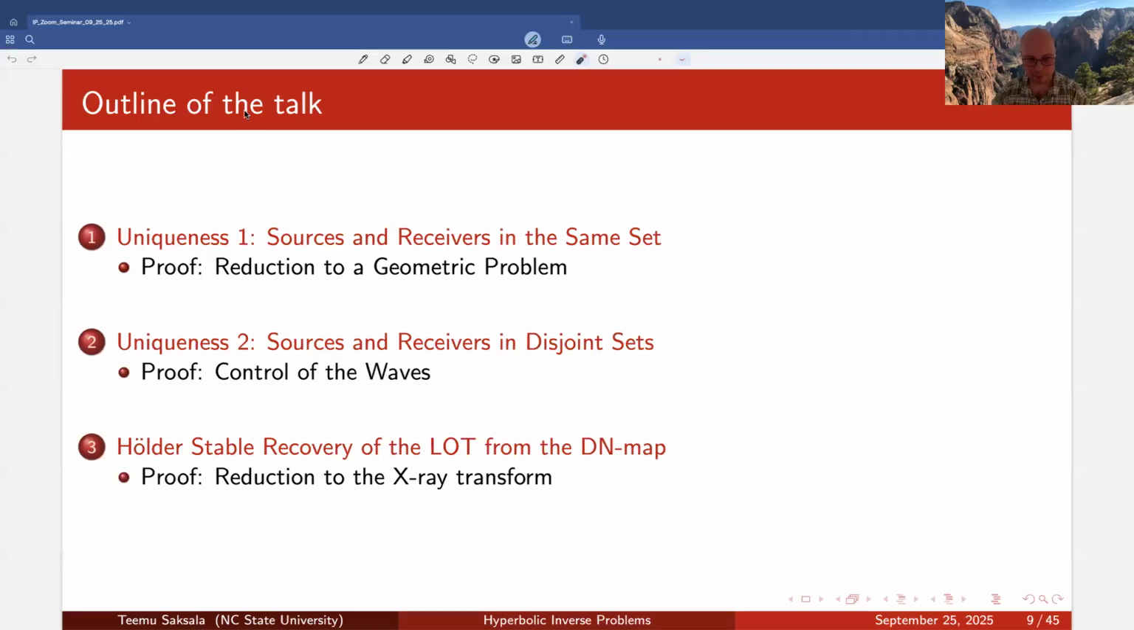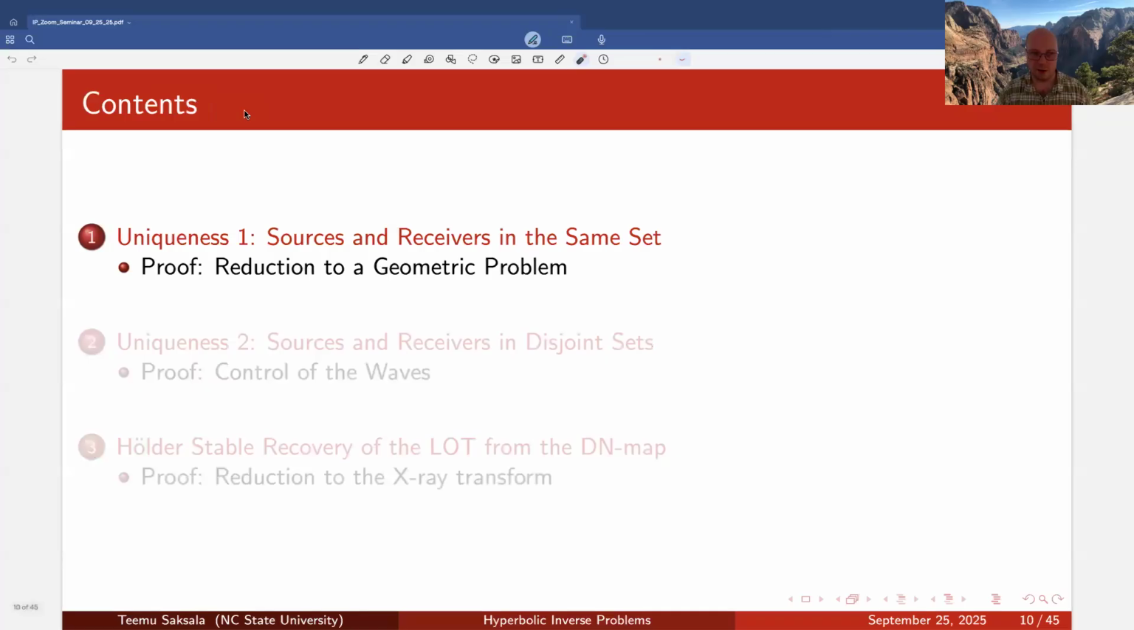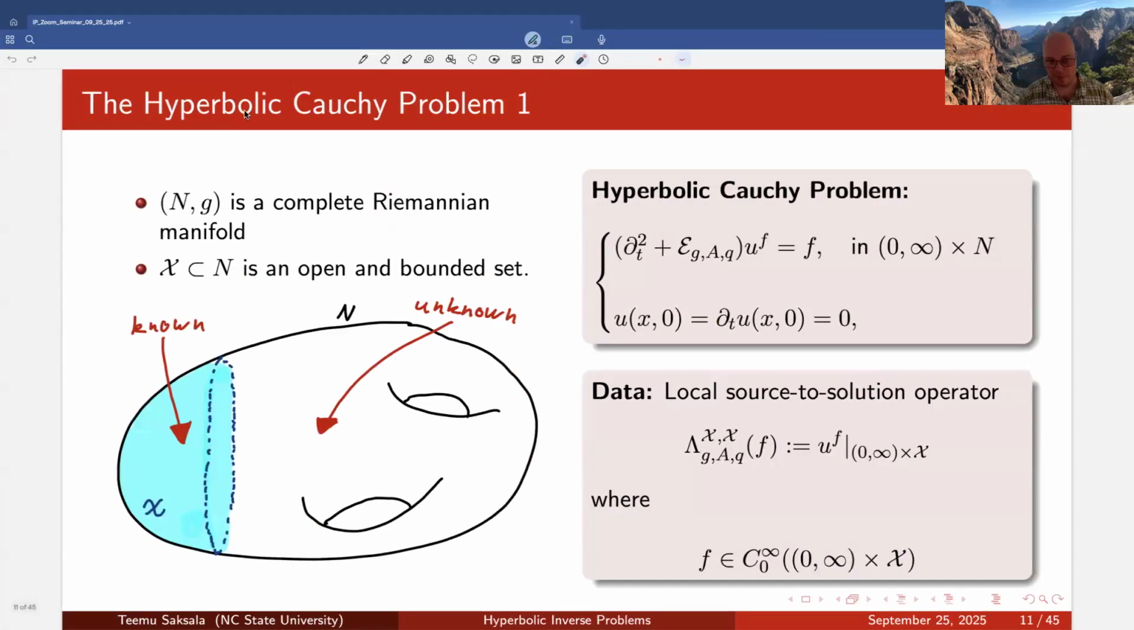That's completely fine. Okay, so let's first go to this question where I'm trying to now recover everything uniquely, having the sources and receivers in the same set. So I'm looking at this kind of a situation, that now (M, g) is a complete or closed Riemannian manifold. Either is actually fine. And then there is this measurement set X, which is now the same as S and R together. So X is now S and R.